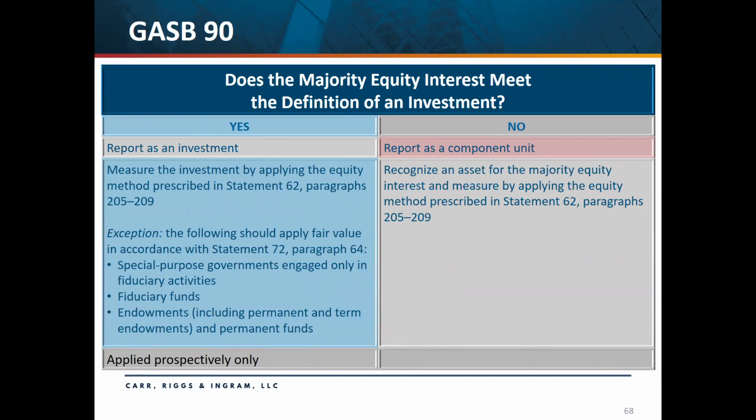If we say, no, it's not an investment, then we need to report it as a component unit. And we need to recognize an asset for the majority interest and measure it by applying the equity method prescribed in Statement 62.